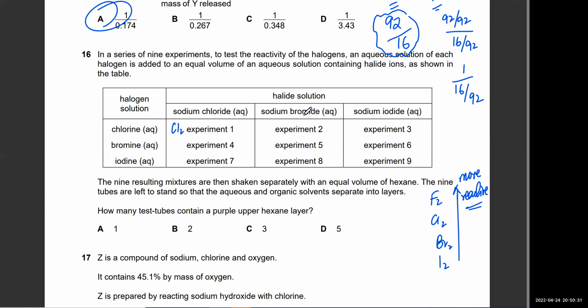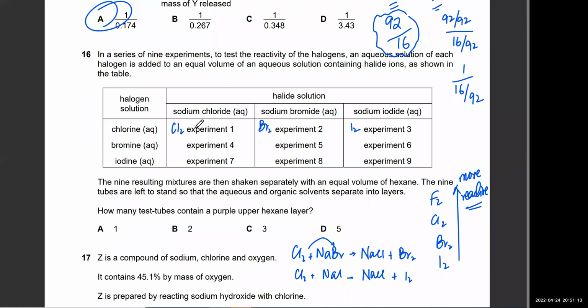Next one, Cl2 reacting with NaBr. So what happens here? Cl2 is more reactive, so it's going to displace the bromide. It would form NaCl, which is colorless, and bromine liquid would be produced. There's your second experiment, and the solution will have Br2 liquid. The third one, again, there's going to be displacement. Cl2 reacting with NaI, NaCl would be produced and the iodine will get displaced. So iodine would be formed in this case.